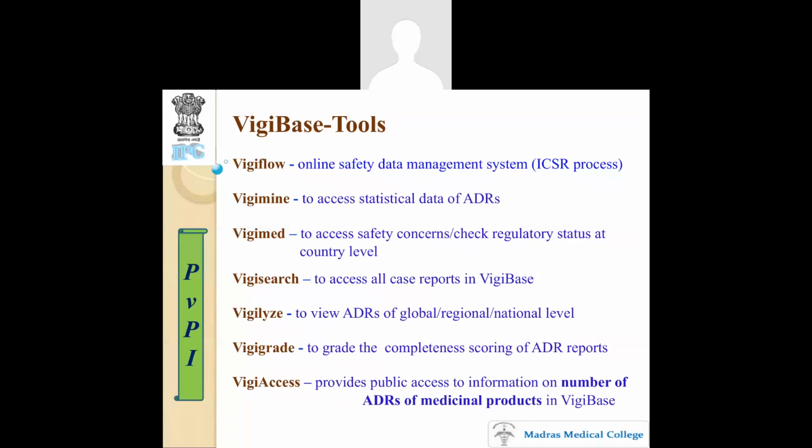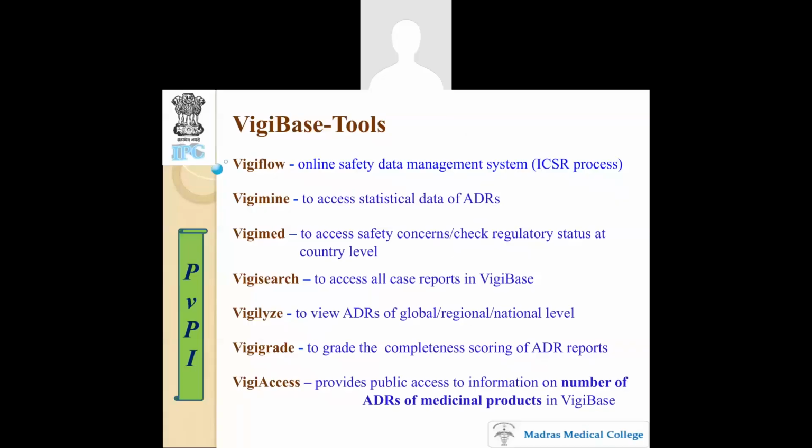Signal means any adverse drug reaction which was not documented earlier, maybe during the clinical trial or during the post-marketing surveillance. It is a rare adverse drug reaction which was reported just now. This is the first report. Then it may be considered as a signal. Immediately after getting one report, there is no issue of the signal by the government.